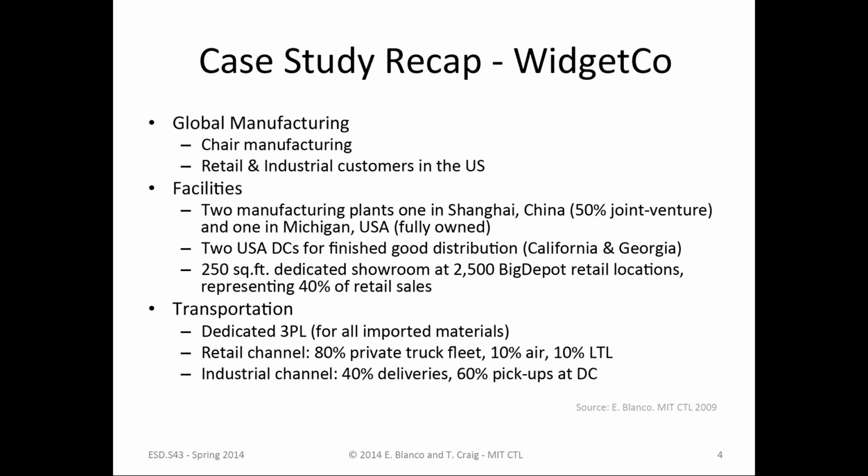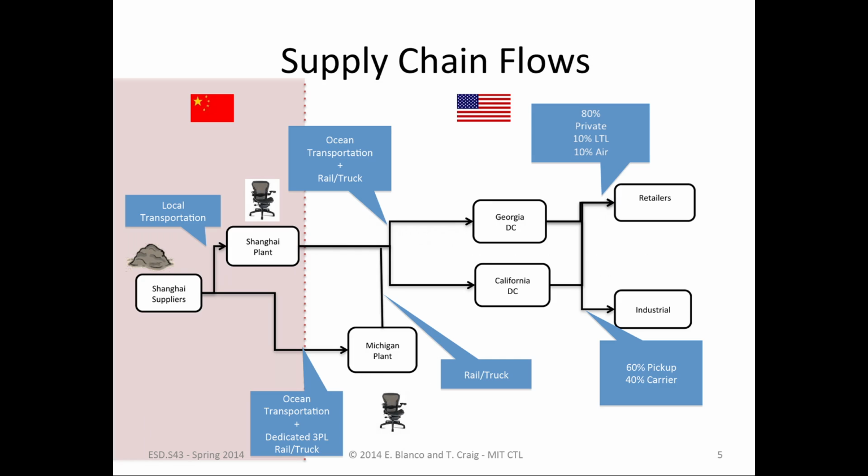And then you make up for the rest of the volume that you can't handle either by air or by less than truckload shipments. And finally, for the industrial channel, most of your customers actually come and pick it up, so you don't handle that transportation. The remaining 40% are done by deliveries. I think it was by LTL. So that's basically what we have here, the supply chain flow.